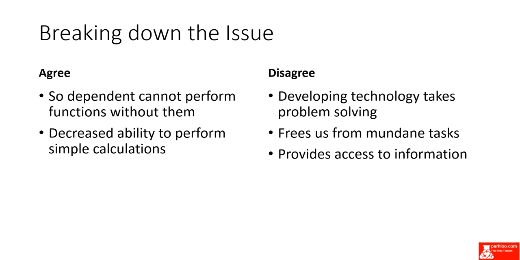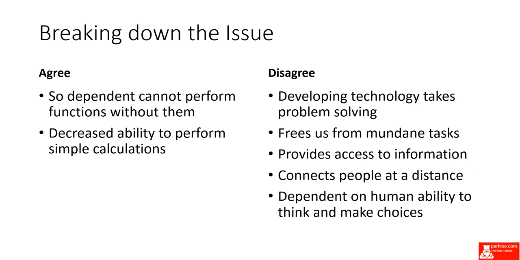It provides access to information. Face it, this is the internet. It connects people at a distance. Again, the internet. We wouldn't be sharing information. You wouldn't be able to watch this video if there was no internet, and I wouldn't be able to interact with you guys without it. Another point: it's dependent on the human ability to think and make choices. So of course, this brings out the whole point that there might be abuse of technology, but again, it's a choice that humans make, potentially one they shouldn't be making, but still a choice.